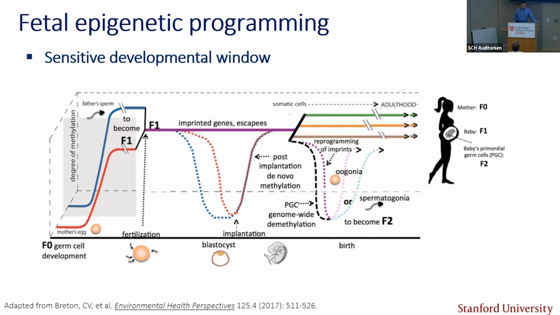So there's this process of fetal epigenetic reprogramming that happens early during fetal development. So here on the y-axis, you have the degree of methylation. And then on the x-axis, you have the process of development. So very early on, the sperm and the egg have some degree of methylation. Upon formation of the zygote and fertilization, what happens is that methylation gets erased for the most part out of the entire genome. So it's kind of resetting the program.